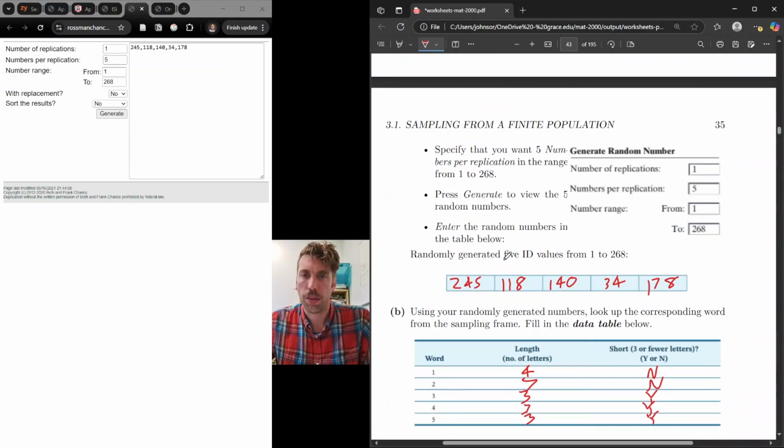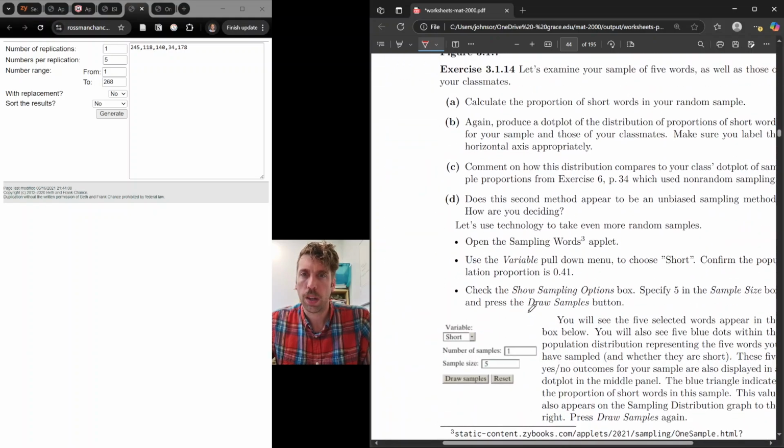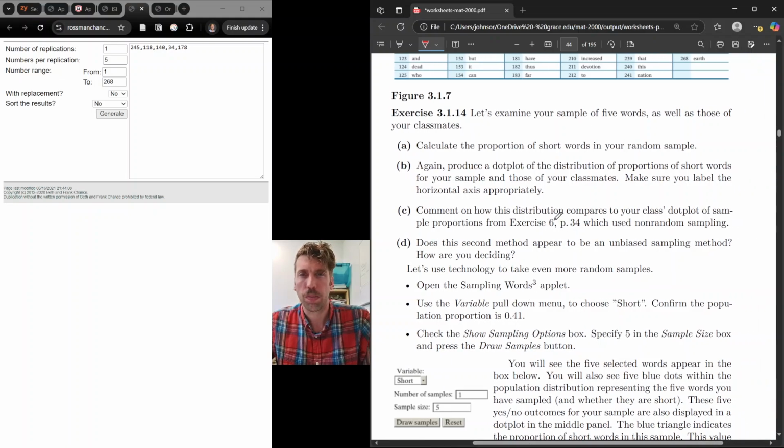So what was I asked to do there? Fill the data table below. I'm done with that. And then examine your sample of 5 words. Calculate the proportion of short words in your random sample. Produce a dot plot of the distribution of proportions of short words for your sample and those of your classmates. Make sure you label the horizontal axis appropriately. Comment on how the distribution compares to your class's dot plot of sample proportions. Does the second method appear to be an unbiased sampling method? How are you deciding?